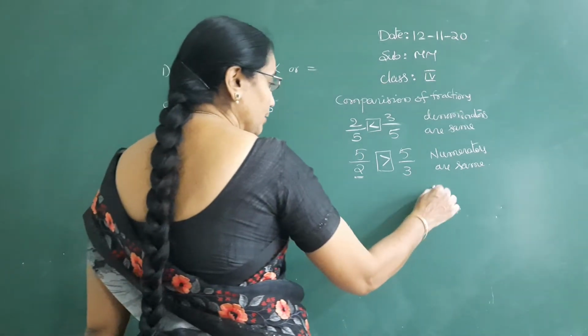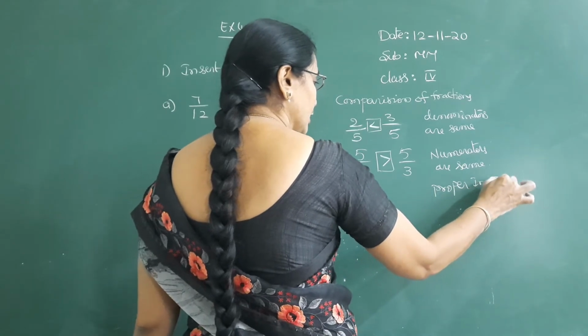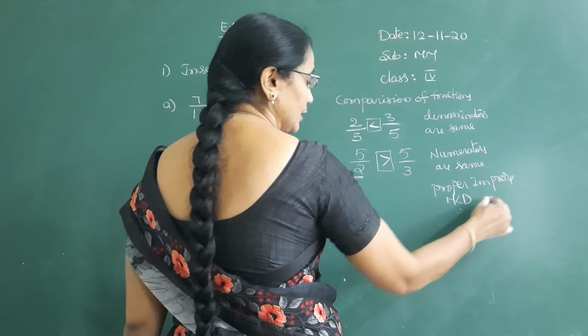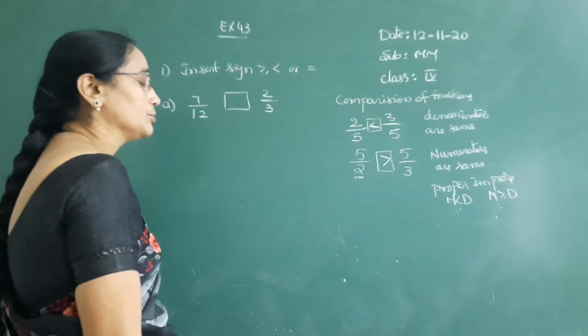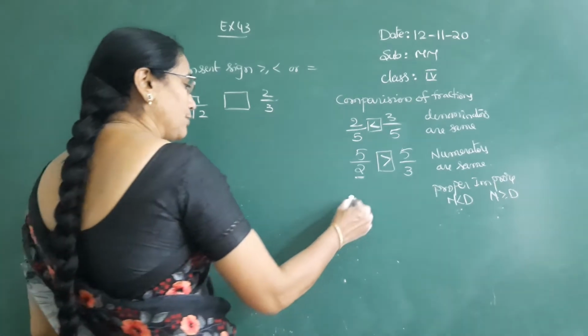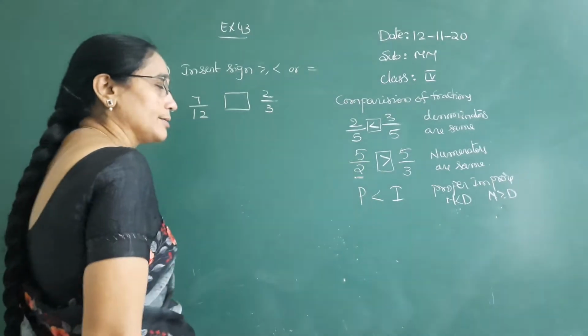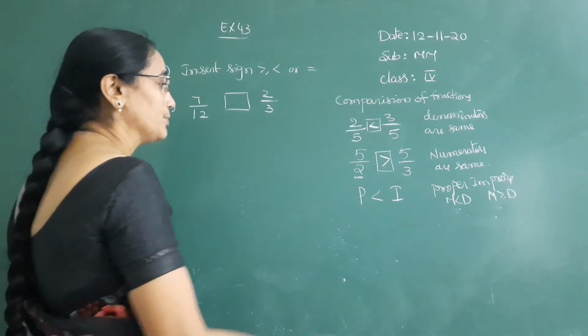By comparing proper and improper: proper fraction means numerator is less than the denominator. Improper fraction is numerator is greater than or equal to the denominator. Every proper fraction is always less than improper fraction.